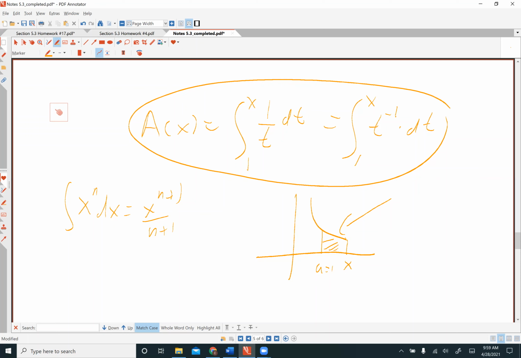And you might have heard of the natural log function. That's actually how the natural log function is defined. The natural log is really just the area under the curve from a equal 1 to x.